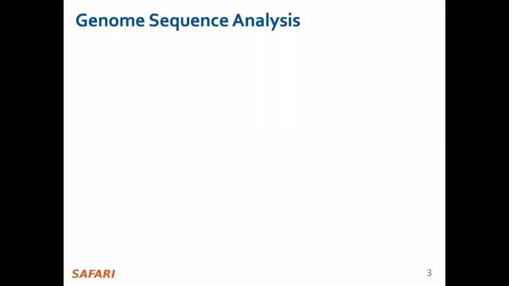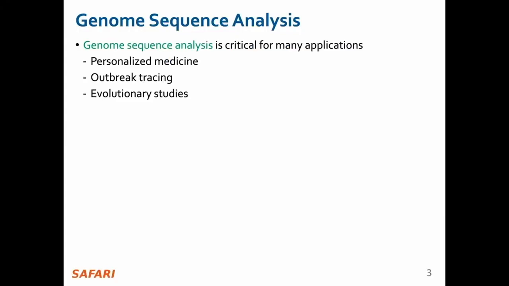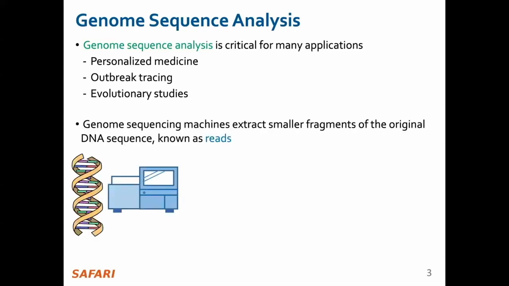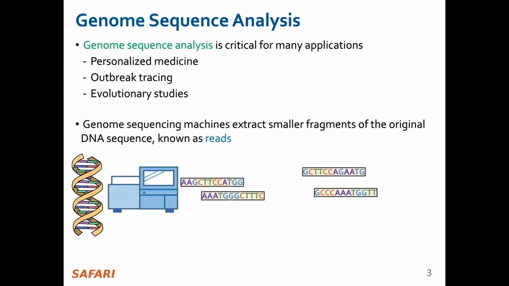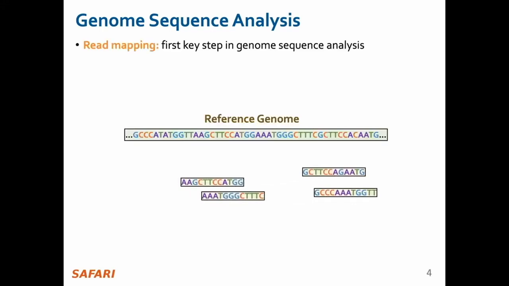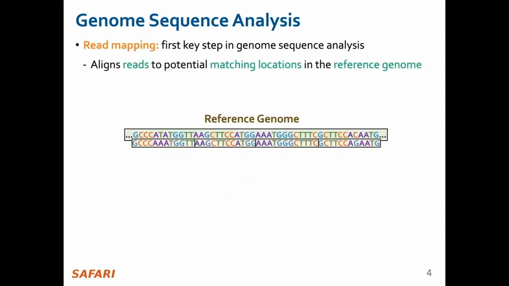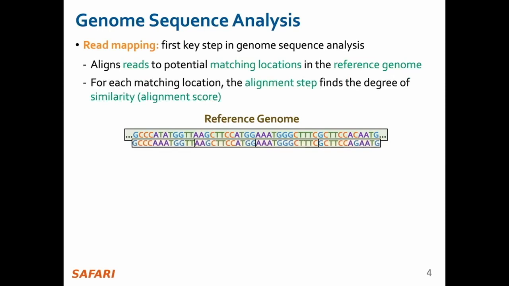Genome sequence analysis, as you by now know, is critical for many applications such as personalized medicine, outbreak tracing, and evolutionary studies. Genome sequencing machines extract smaller fragments of the original DNA sequence, known as reads. And as you know, read mapping is the first key step in many genome sequence analysis applications that aligns reads to potential matching locations in the reference genome. And for each matching location, using the alignment step, it finds the degree of similarity, or the alignment score, between the reads and the reference genome.